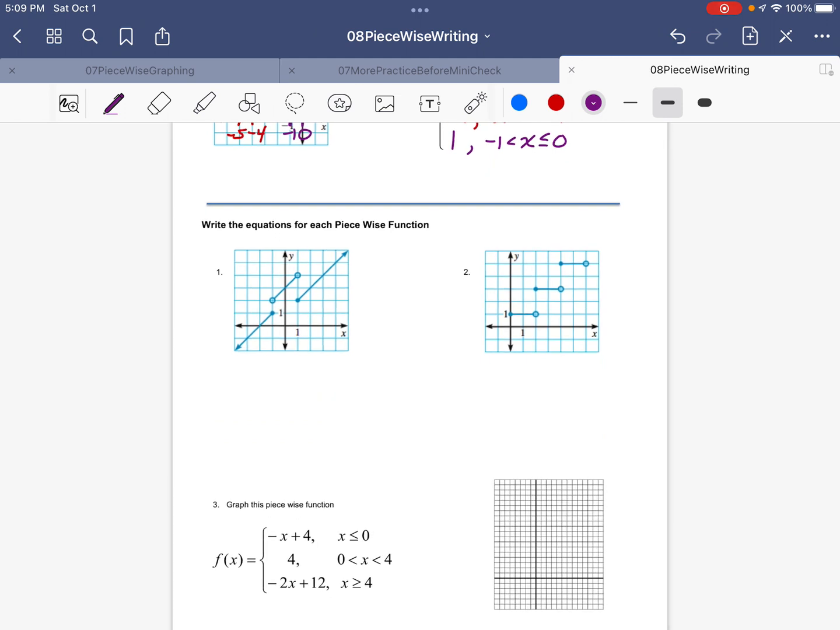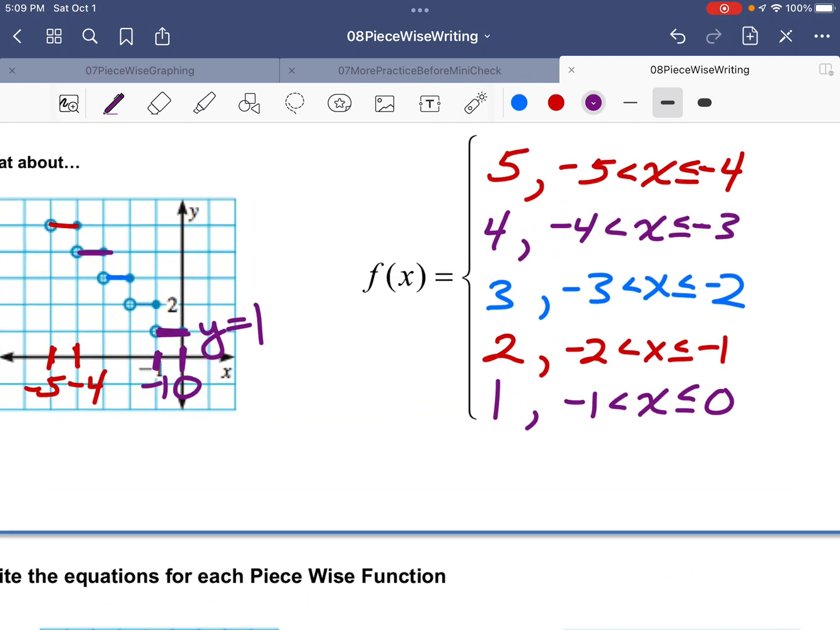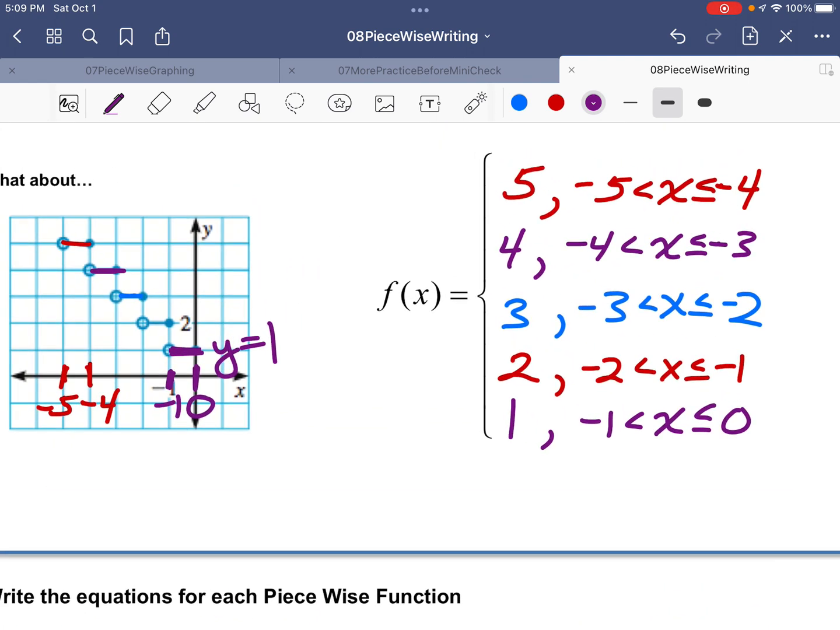All right, well, now it's your turn. Try to write some equations for these piecewise functions. Your paper looks a little bit different. You should see 3 graphs on your paper, and then at the bottom, 3 somewhat review type questions. So please take a look at all 6 of those problems as you keep working on writing piecewise functions.